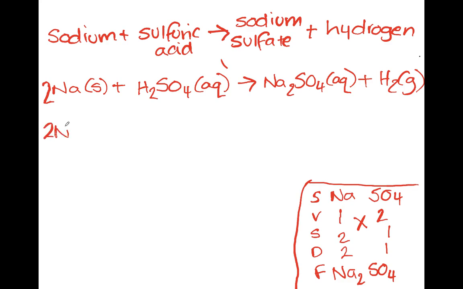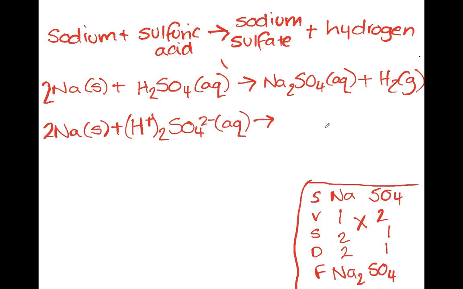We have 2 Na plus our ionic formula for sulfuric acid and our ionic formula for sodium sulfate and our hydrogen gas. And there we go. Done.